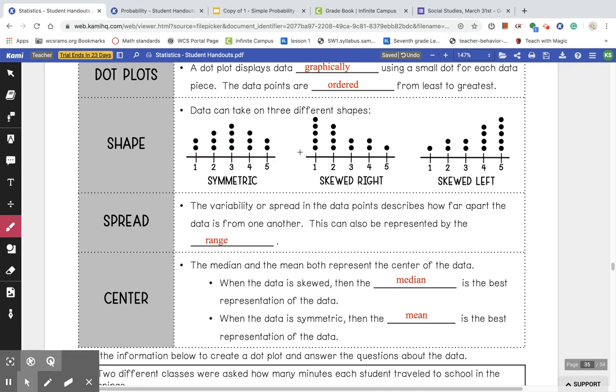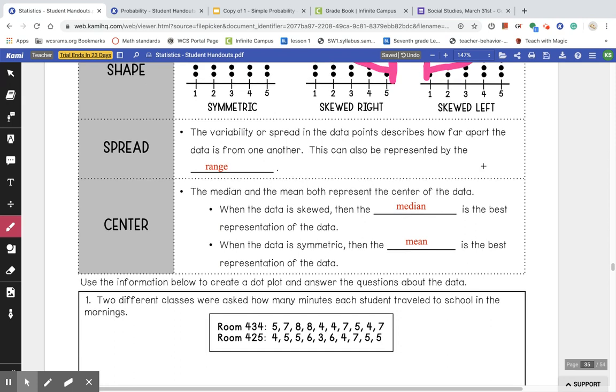And then we have skewed right. As you can see, it's going down to the right. You can think of this as our little tail at the bottom. If the tail's at the right, then our dot plot is skewed to the right. And for skewed left, you see it's going the opposite way. It is falling down to the left, and the little tail at the bottom is on the left side of the dot plot. So those are three different shapes that your dot plot can look like.